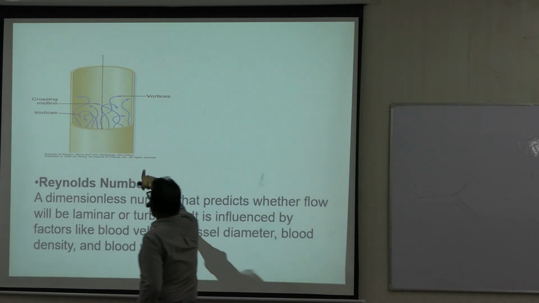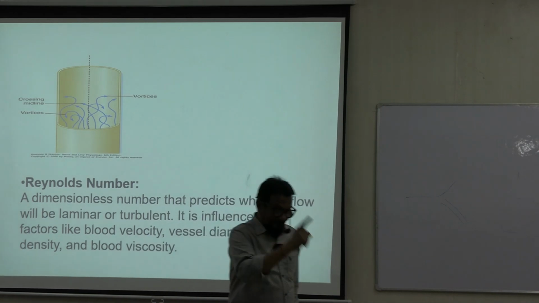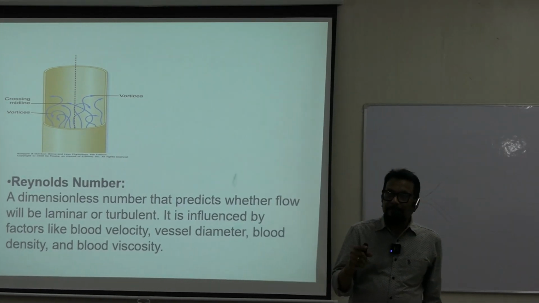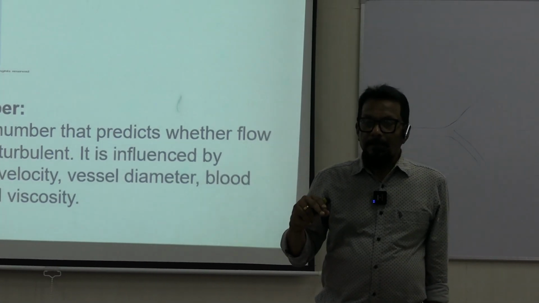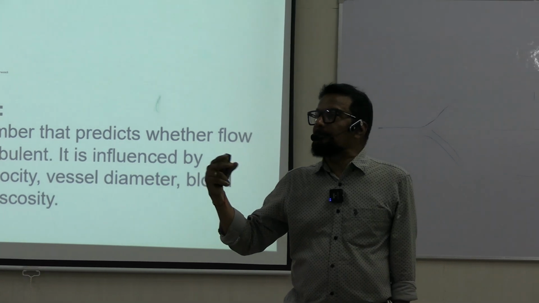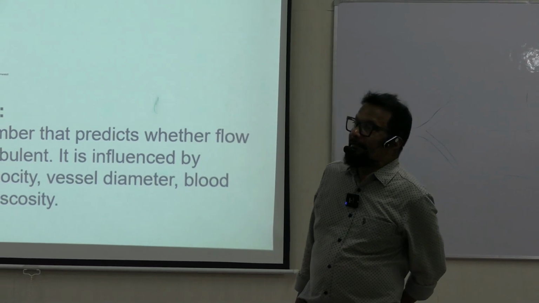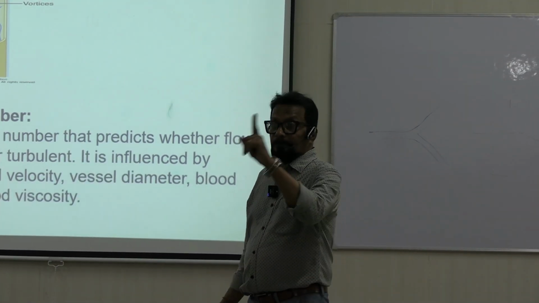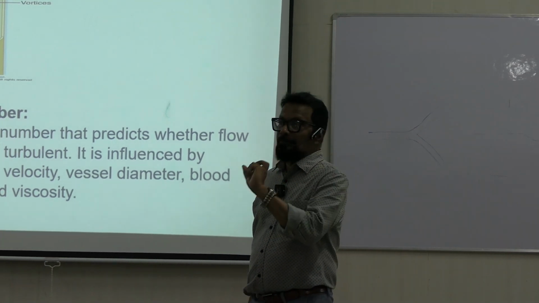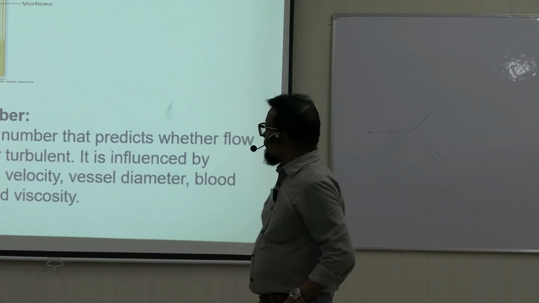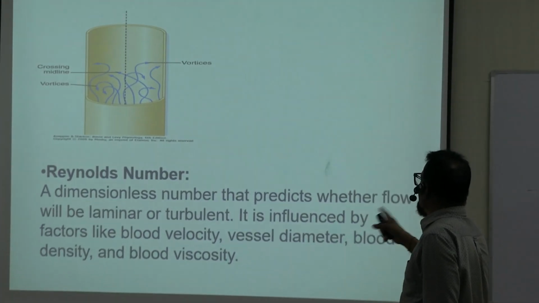So this is turbulence. Now, you can predict whether the laminar flow will become turbulent or not. Whether my blood flow becomes turbulent or not, I can predict using a number we call the Reynolds number. Question: what is Reynolds number? You have to explain what the Reynolds number is, and what is the relation between turbulence and Reynolds number. It is a dimensionless number that predicts whether the flow will be laminar or turbulent.